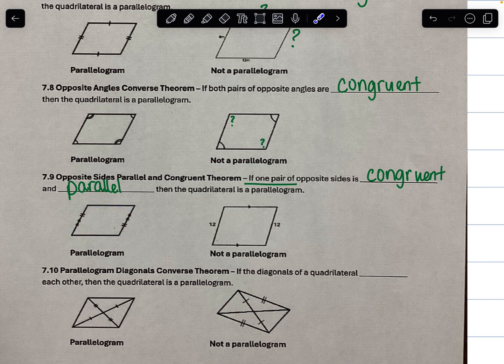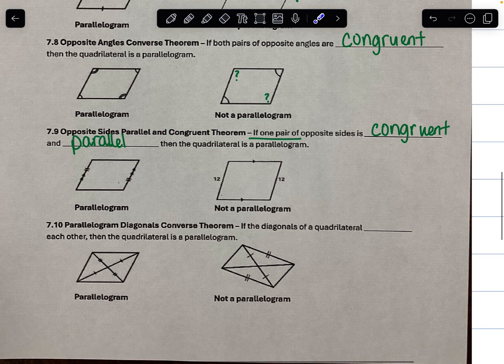On the second one, we have a pair of congruent sides and a pair of parallel sides, but why would that not work? Yeah, because it's not the same pair of sides, okay? So that's the biggest difference we have to understand about that one.